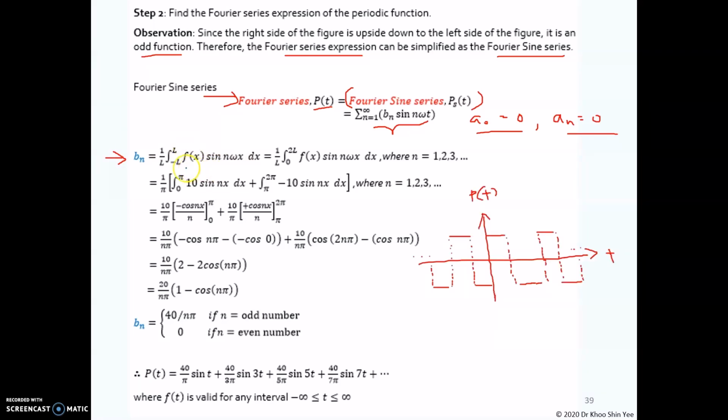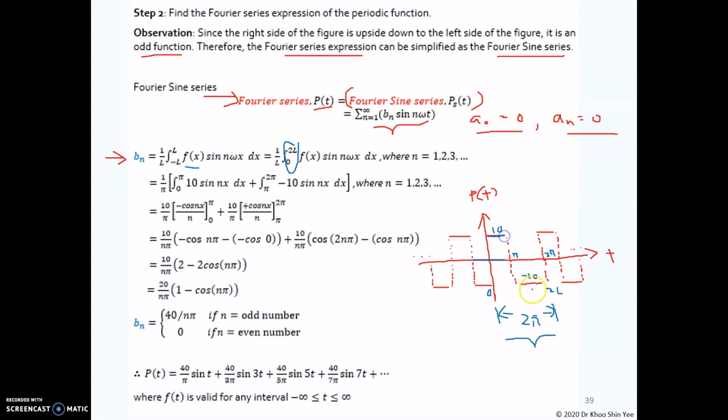As you have learned previously, the f(x) must be chosen within a period. For example, you can choose from here to here. This is one period, which is equal to 2 pi. It's not necessary to choose between negative L to L here. You can also choose the other region, as long as the f(x) is within one period. So in this case, the period is 2 pi. So we can change it to integrate from 0 to 2L. You will still obtain the same answer.